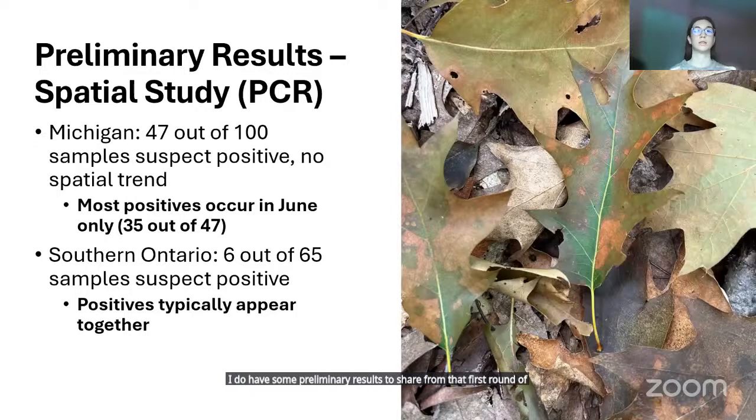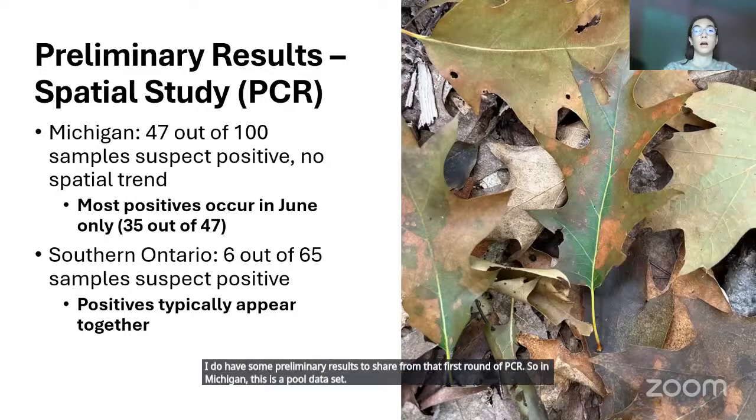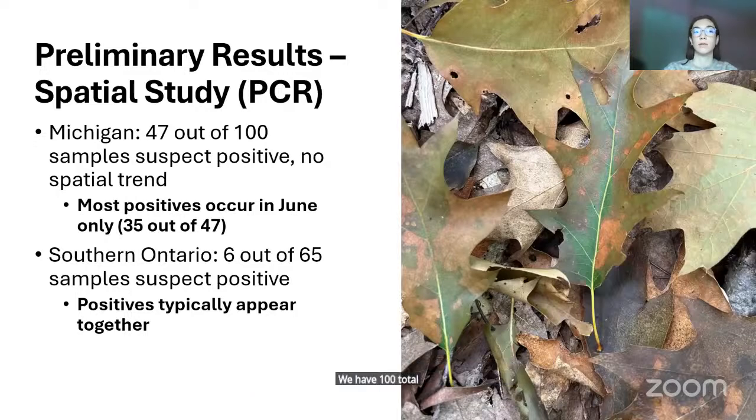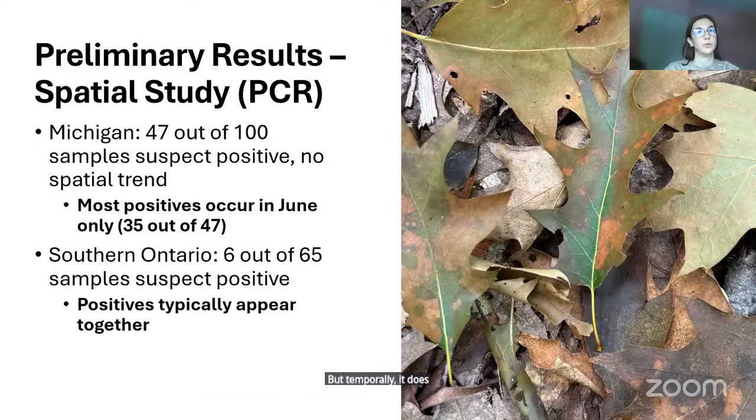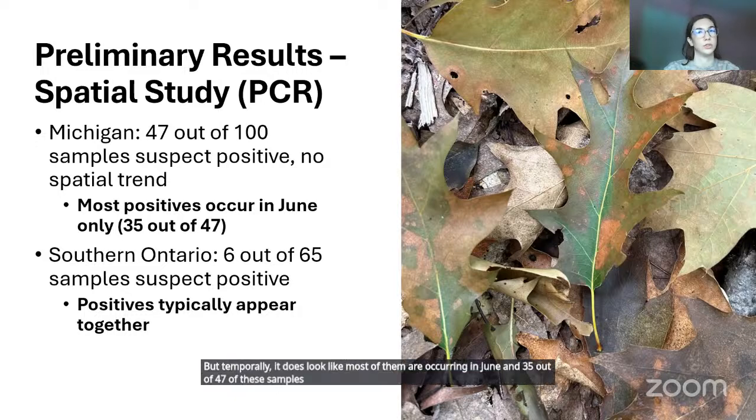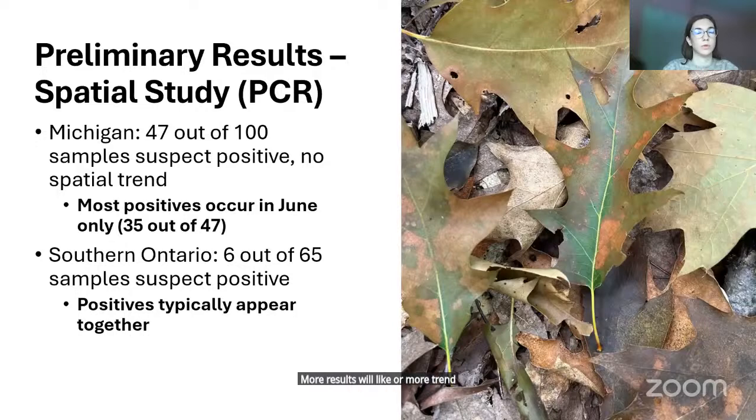So in Michigan, this is a pooled data set. We have 100 total samples and 47 of them are suspect positive. There's no real spatial trend in where these positives occur, but temporally it does look like most of them are occurring in June, and 35 out of 47 of these samples were suspect positive in June. More trends will likely be revealed once we start getting into the quantifications.